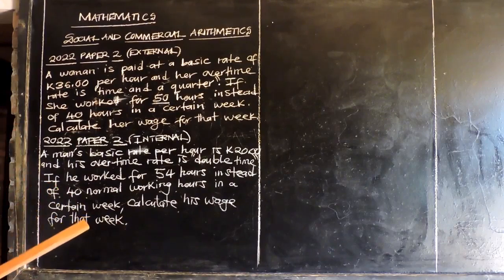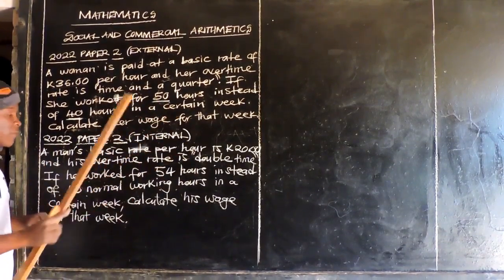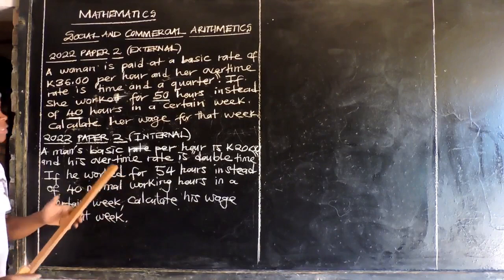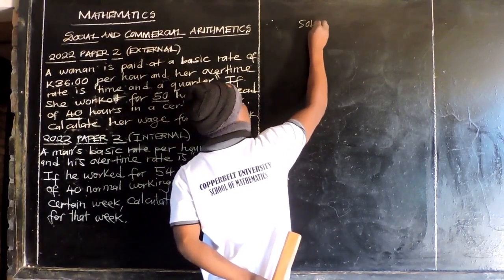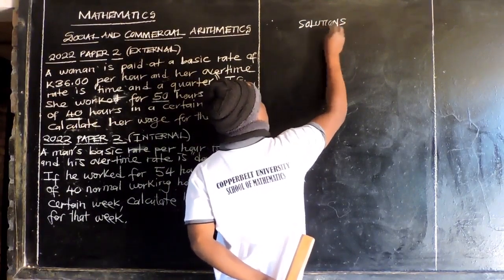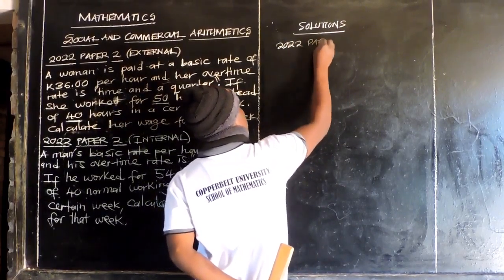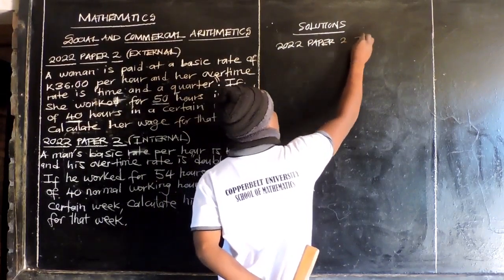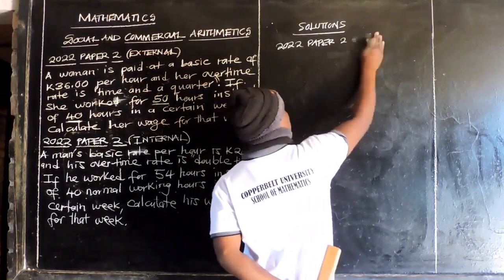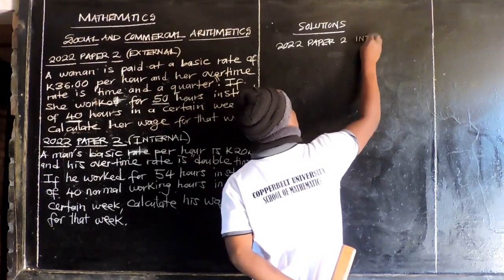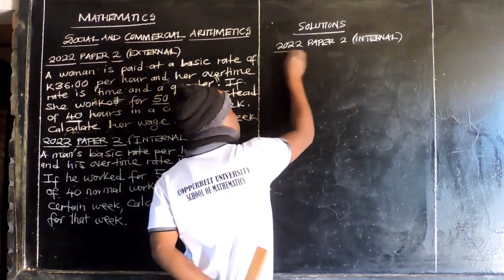So first and foremost, people, remember what I said, you need to find his overtime amount, the amount of money he was given for working 14 hours overtime. So we're going to say, this is solutions. Solutions for which paper? We're answering 2022 paper 2. This is internal, sorry. This is for internal candidates. So let us move on.